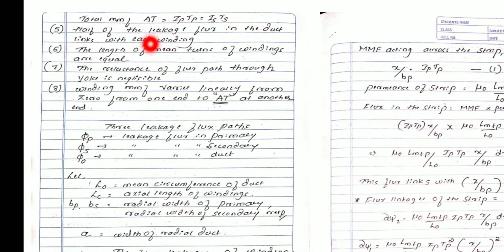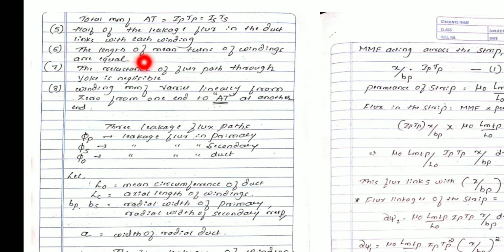Next, the fifth assumption: half of the leakage flux in the duct, which is nothing but the space between the primary winding and secondary winding. Through this space some amount of flux will be flowing, that is the leakage flux. Half portion of the leakage flux links to the primary, and half portion links to the secondary winding. Getting my point? Obviously, is it right? Because it is flowing in the space between the primary and the secondary winding. That is the fifth assumption.